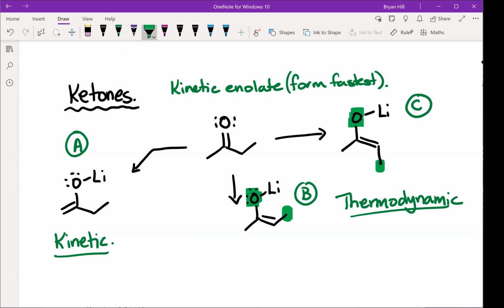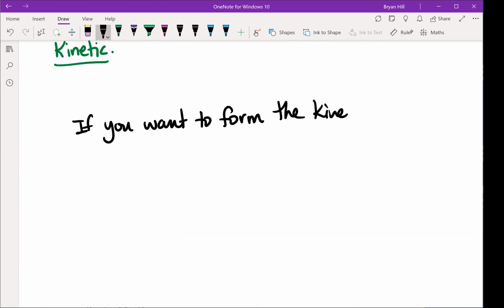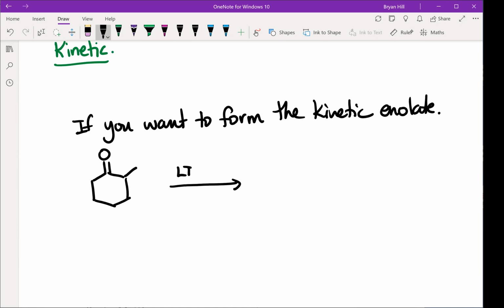If you want to form the kinetic enolate, the typical protocol is LDA at minus 78. So if we had, say, this compound here, LDA, THF, minus 78, we will form preferentially this compound, this kinetic enolate.